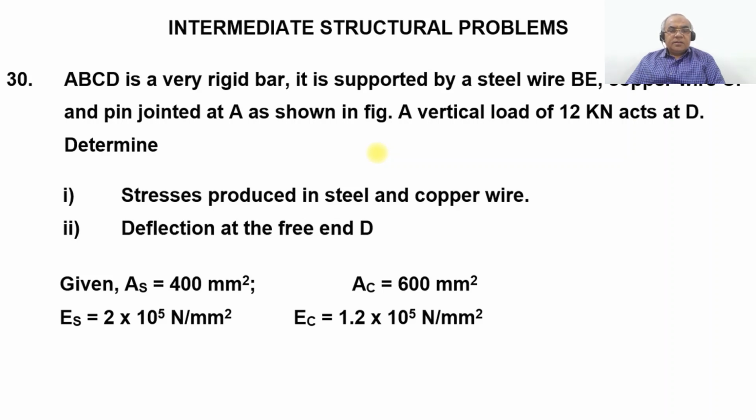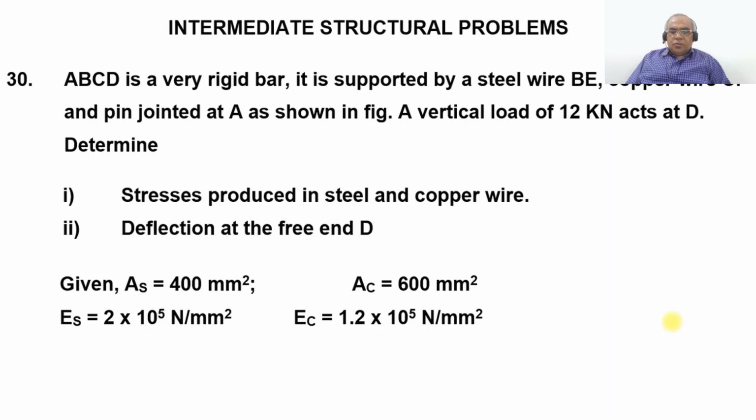So given area of cross section of the steel wire is 400 mm square, area of copper wire is 600 mm square, and having the Young's modulus of steel as 2 into 10 to the power of 5, and EC is equal to 1 into 10 to the power of 5 Newton per mm square.